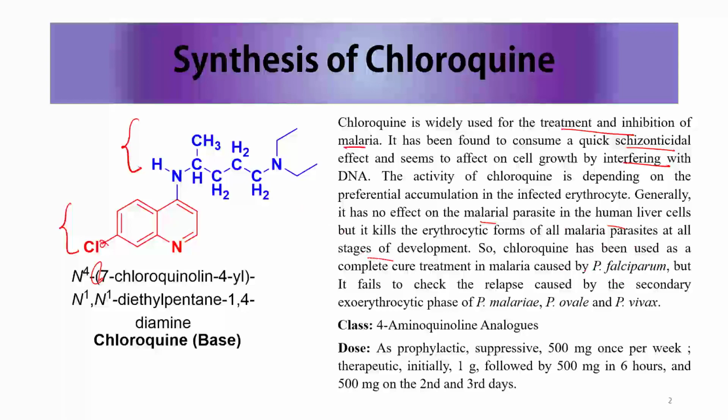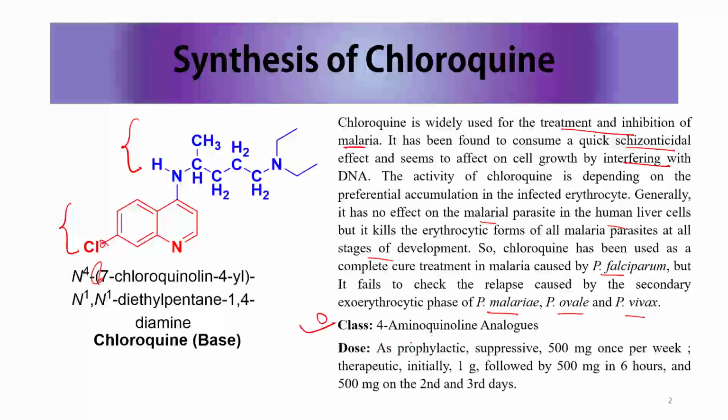So chloroquine has been used for the complete cure and treatment of malaria caused by P. falciparum, but it fails to check the relapse caused by the secondary exoerythrocytic phase of P. malariae, P. ovale and P. vivax. It is a class of 4-aminoquinoline analogues.